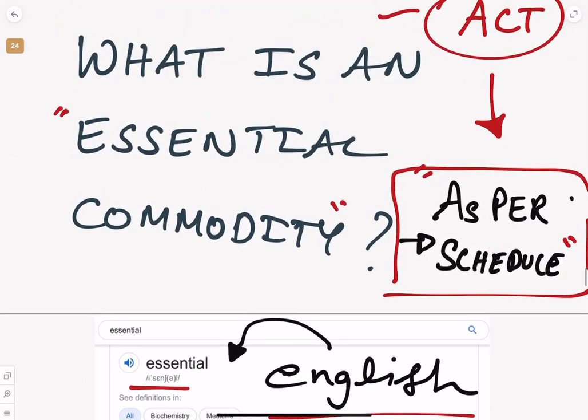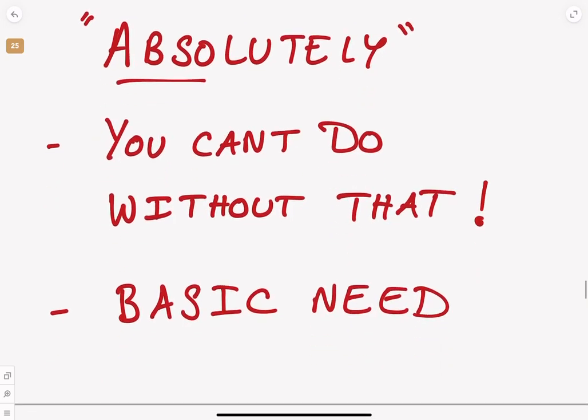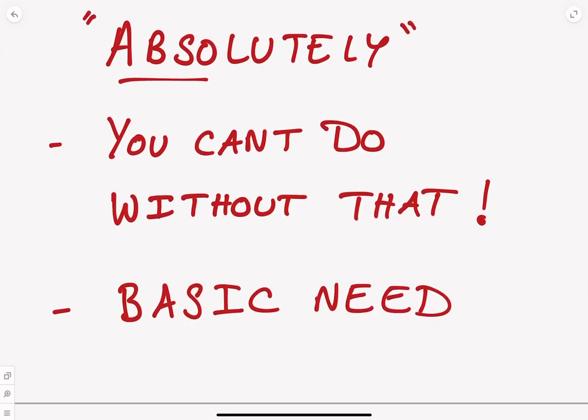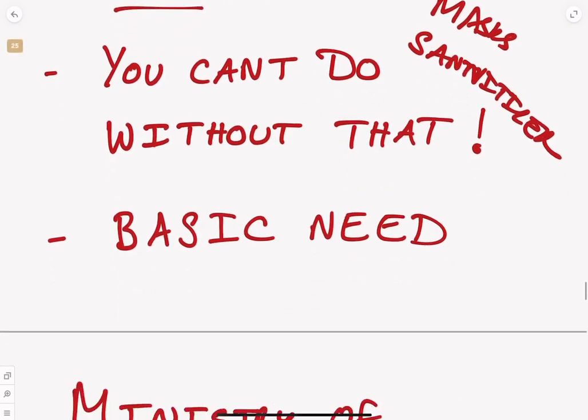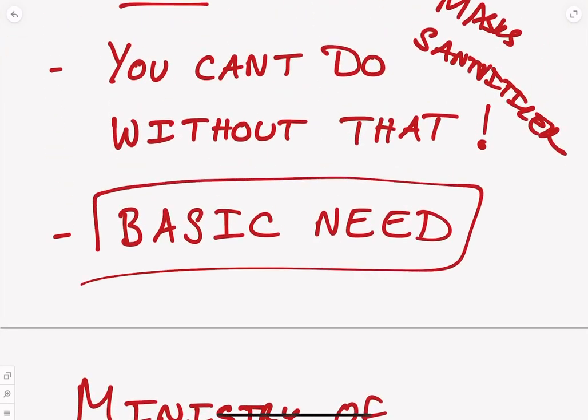So essential commodities is something which we absolutely need. You cannot do without that. It is that kind of a thing. And right now, you cannot do without masks and also hand sanitizers. Correct? This is the problem which we are facing. What we call a basic need, this is the basic need right now.